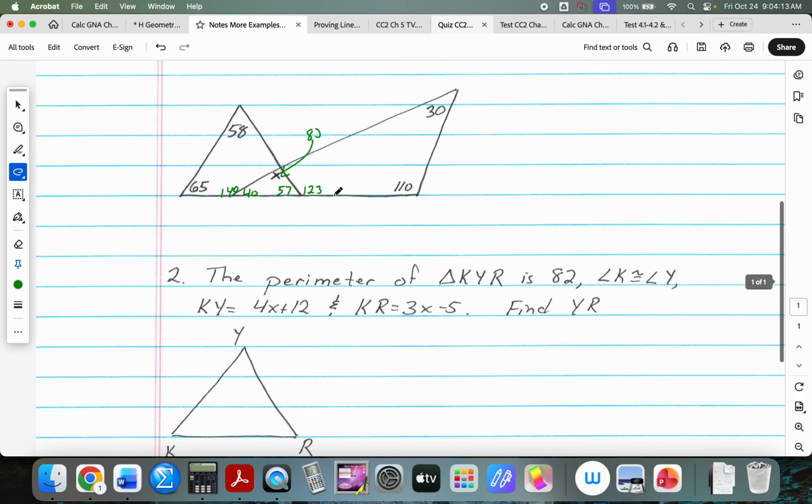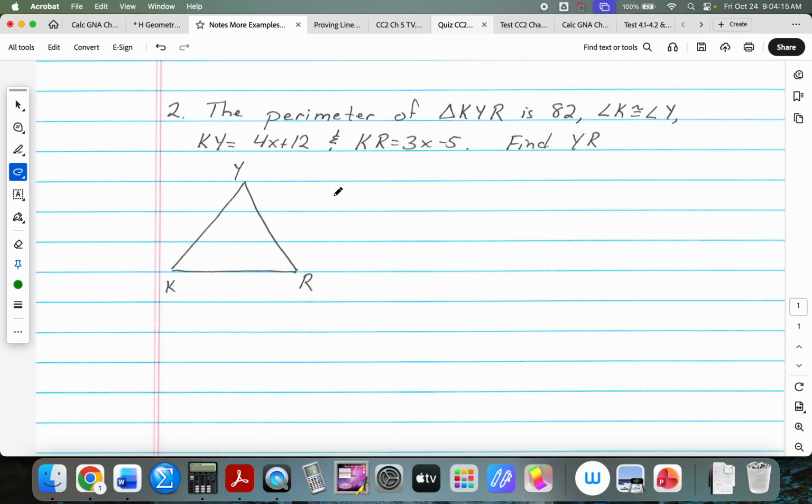All right, so let's look at this last one. It tells us the perimeter of the triangle is 82. There's no real good way to put that on the diagram, so I'm just going to underline it so I don't forget to come back to that. Angle K is congruent to angle Y. Okay, so if those two angles are congruent, what kind of a triangle does this have to be? It's got to be isosceles, and this is the base.